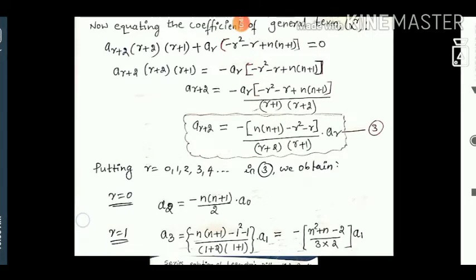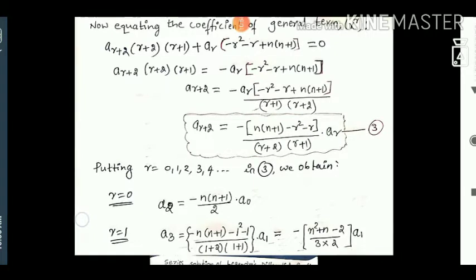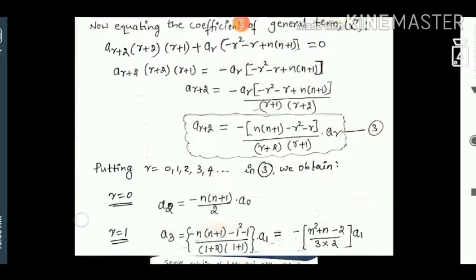Or we can rewrite a r plus 2 as minus of n into n plus 1 minus r square minus r, divided by r plus 2 into r plus 1, into ar. So let me take it as equation number 3. So we derived an expression for a r plus 2. Now putting values for r as 0, 1, 2, 3, 4, etc.